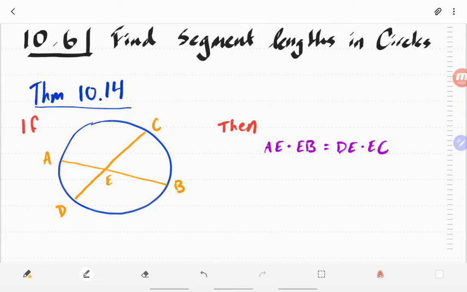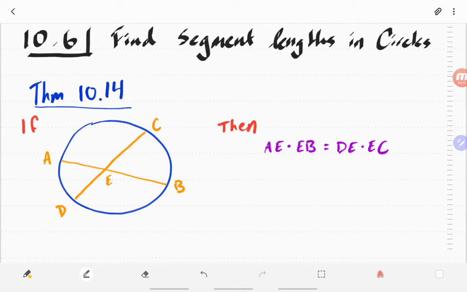Guys, I'm going to be talking through lesson 10.6 and how to find segment lengths in circles. The first theorem that we're going to be looking at here is theorem 10.14. This is when we've got two chords that intersect inside of a circle. So you see chord AB, you see chord DC there, and they intersect at point E.